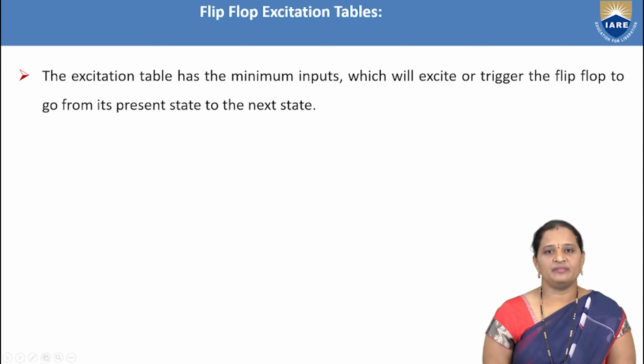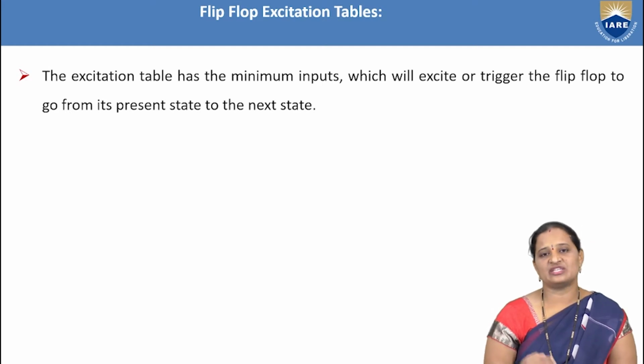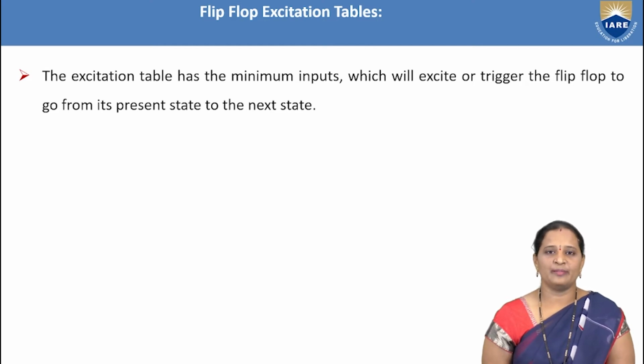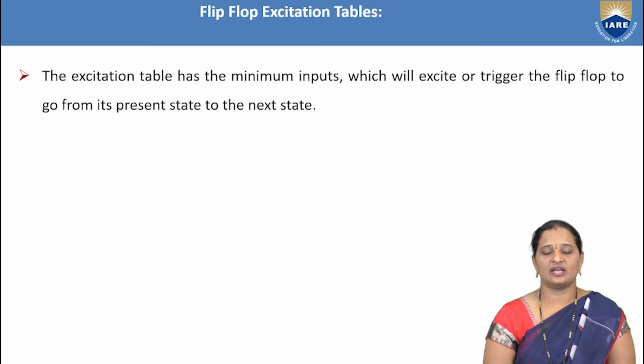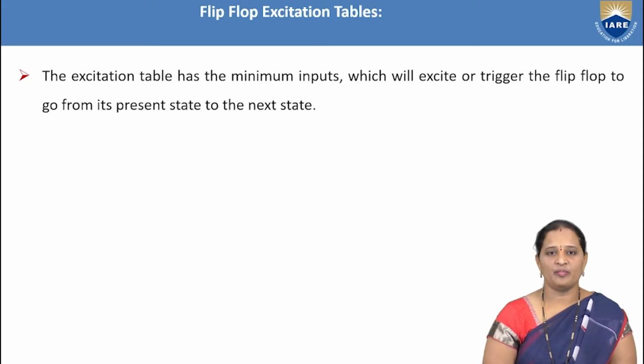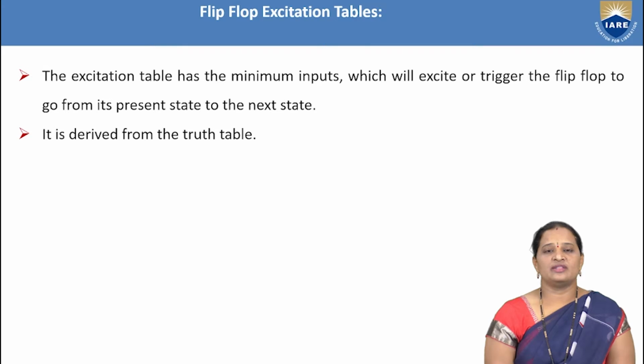An excitation table has the minimum inputs which will excite or trigger the flip-flop to go from its present state to the next state. That means, in another way, the excitation table will show the possible inputs that need to be applied to the flip-flop in order to change its state from present state to the next state. These excitation tables are derived from the truth table.